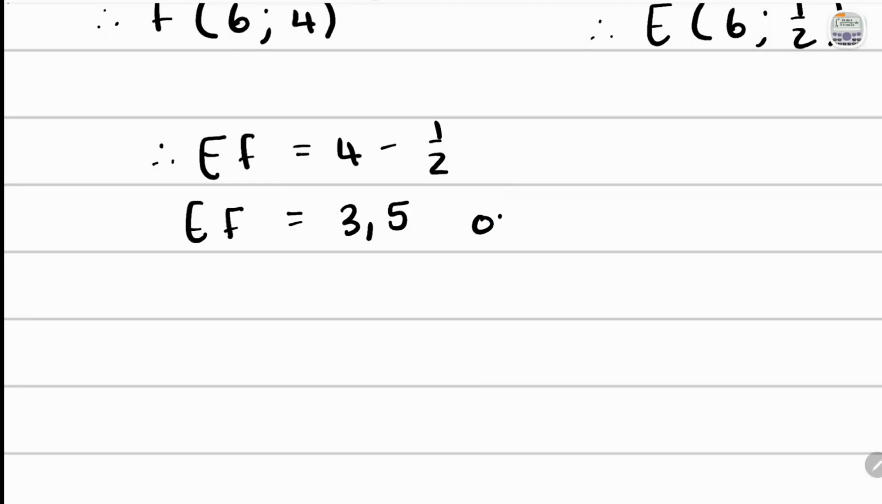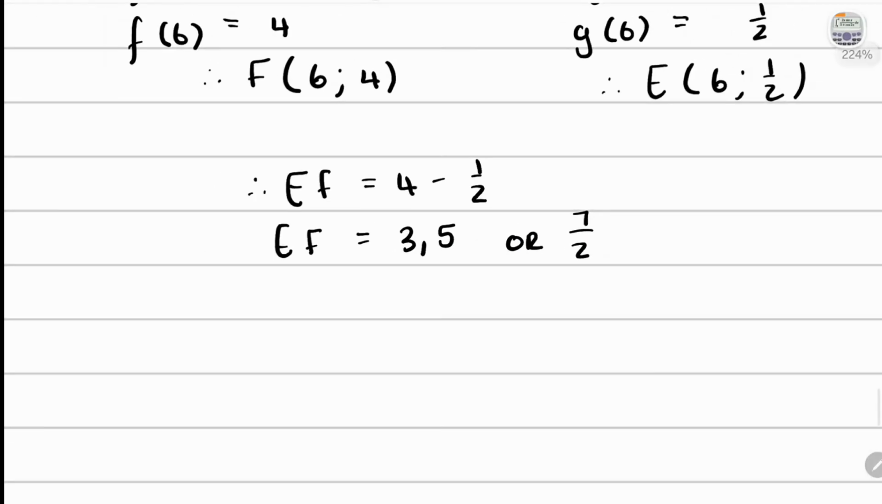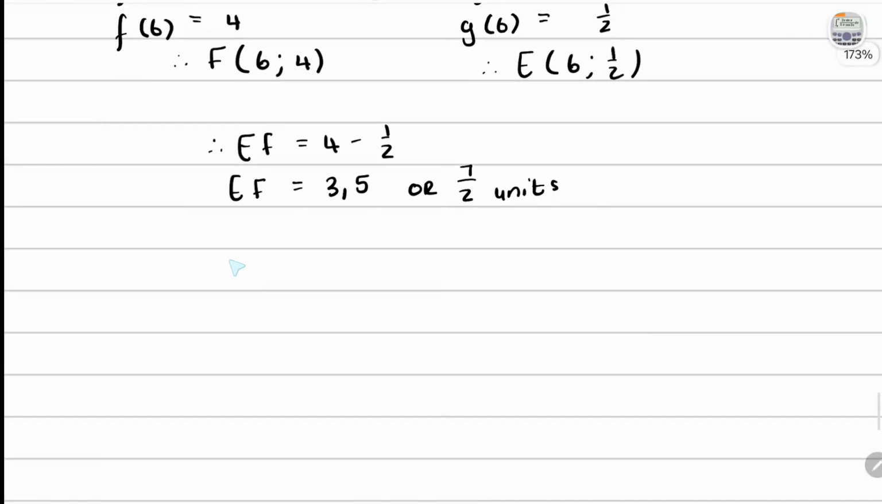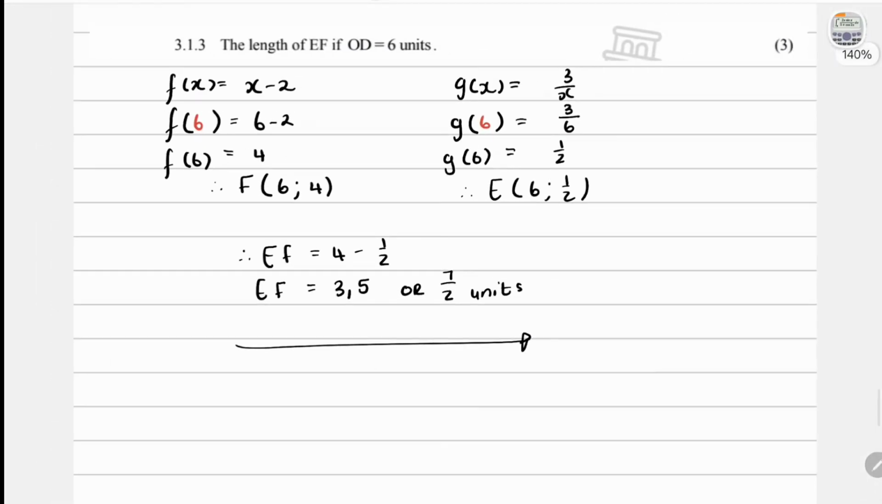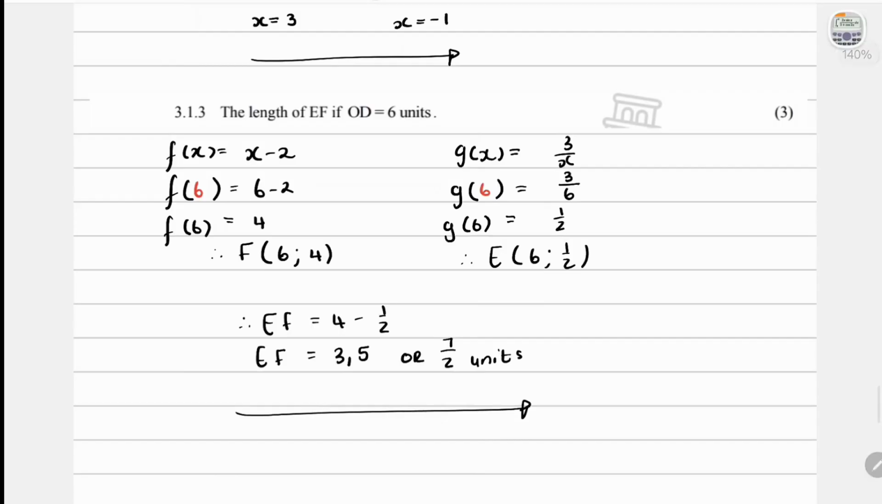3.5. 3.5 as a fraction is 7 over 2. Okay, so that is it. And they're in units because they're not in centimeters or meters. That is our answer for EF, and we move on to the next question.